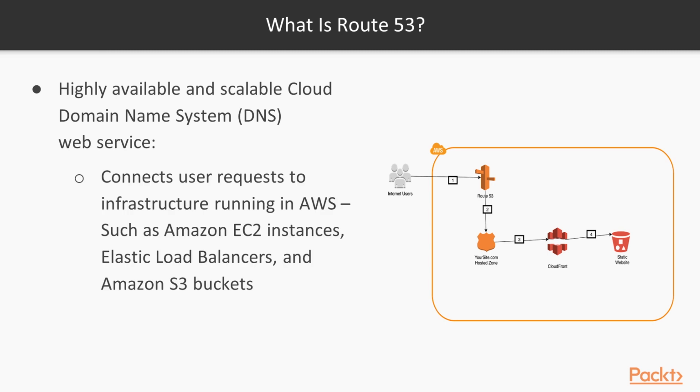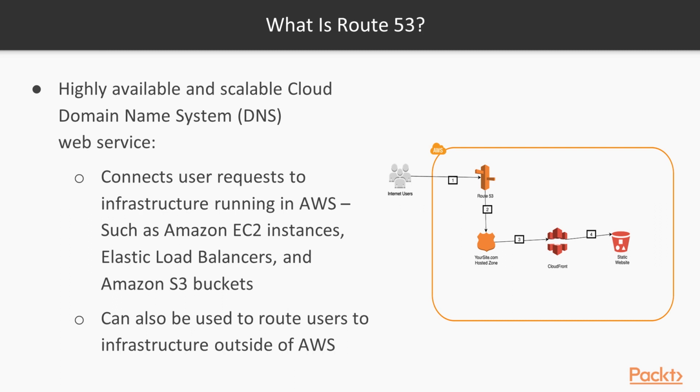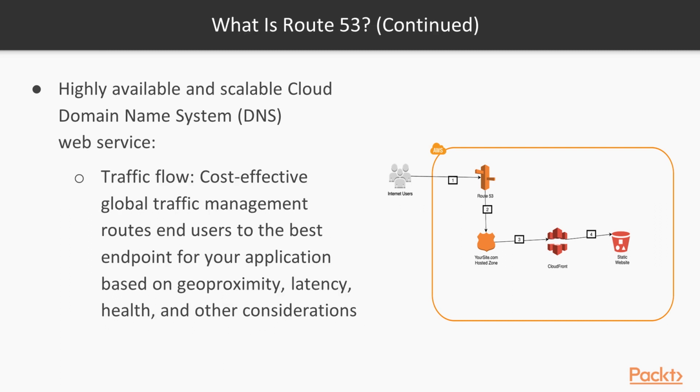So this setup, using a simple Route 53 connection, connects user requests to infrastructure running in AWS, such as an EC2 instance, load balancers, or even an S3 bucket. It can also be used to route users to infrastructure outside of AWS. So you can use Route 53 as a DNS to route your requests to resources outside of AWS, maybe in your data center.